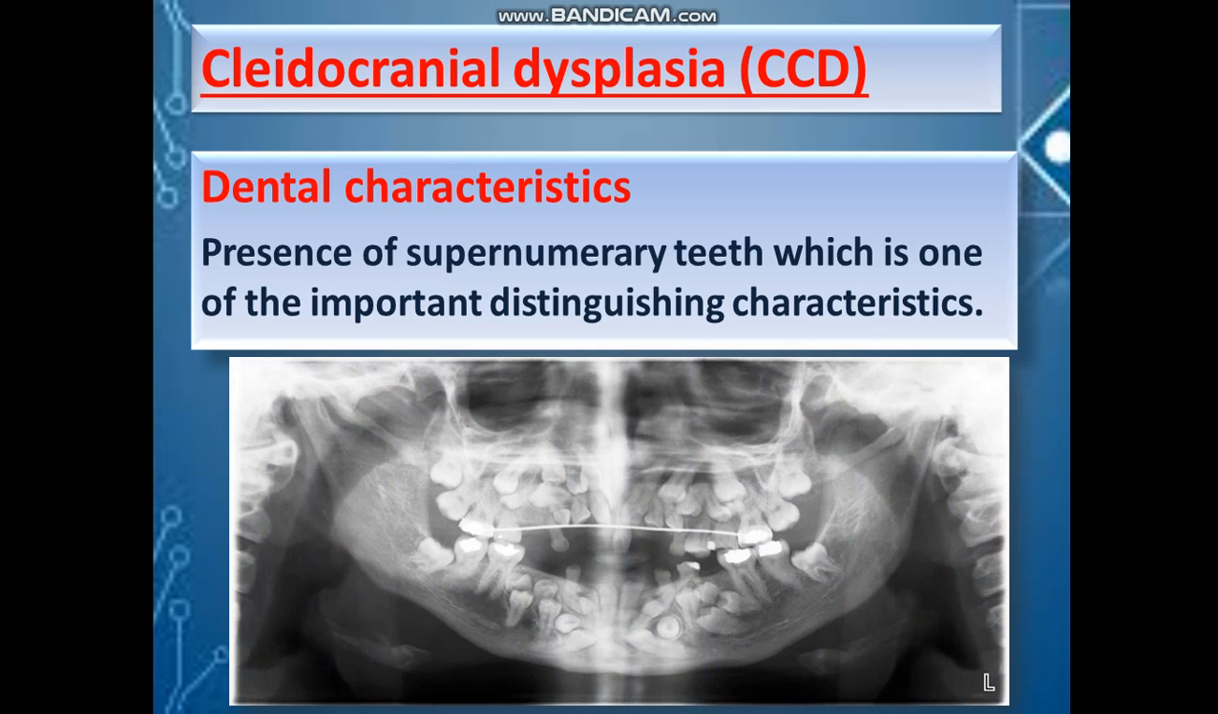Let's see this radiograph for a child with cleidocranial dysplasia. Look at the huge number of supernumerary teeth in the upper and lower jaw, especially in the anterior segment. There is also a delay in the eruption of the permanent teeth. Even with the removal of the primary teeth and the supernumerary teeth, the eruption of the permanent dentition without orthodontic intervention is often delayed and irregular.